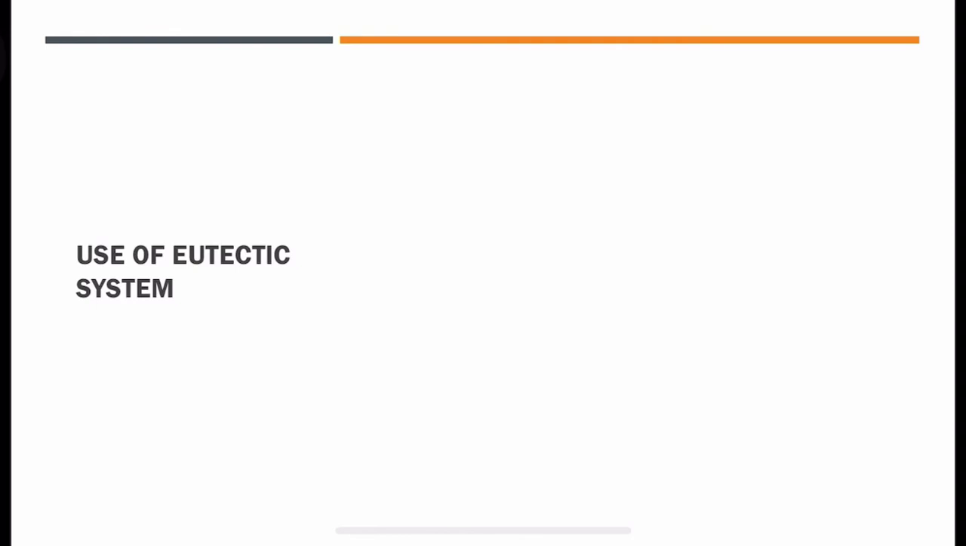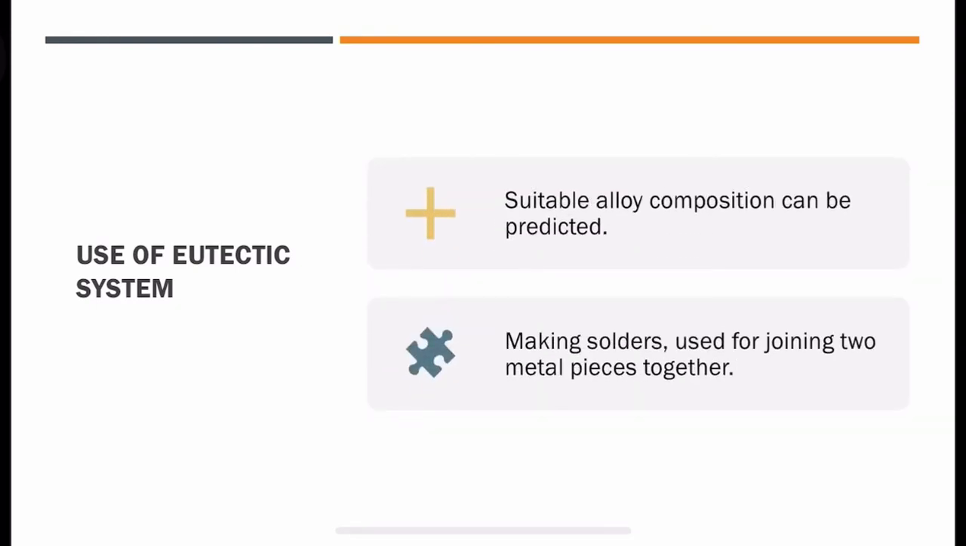So now the use of the eutectic system. A suitable alloy composition can be predicted, that is, we can also know the composition of the alloy at which temperature from the eutectic system.